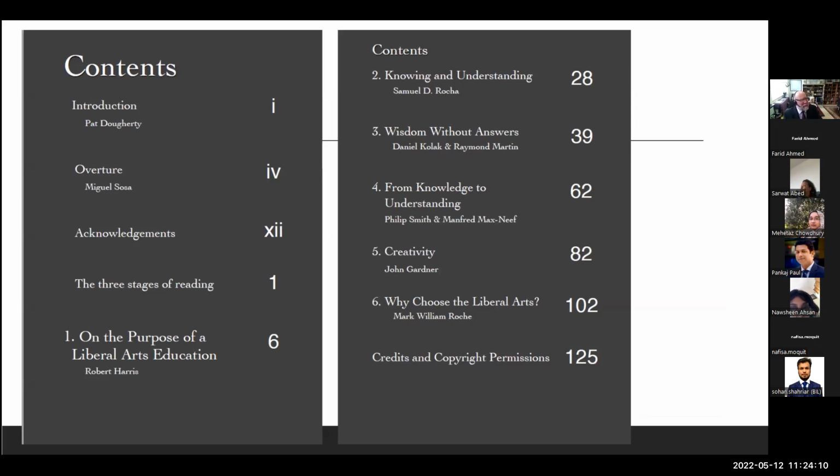understanding that not everything will have a clear answer. From knowledge to understanding, moving from simply knowing something about something to understanding what it is. Creativity, because that is a key, I think, to the liberal arts. And then why the liberal arts is important.